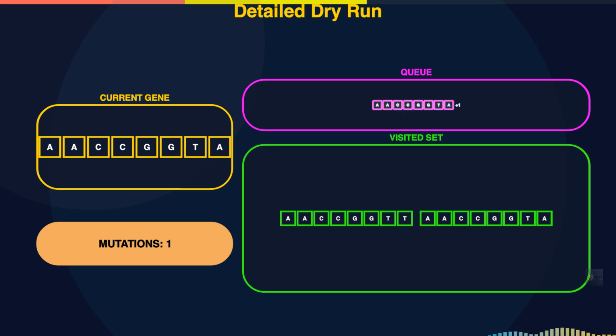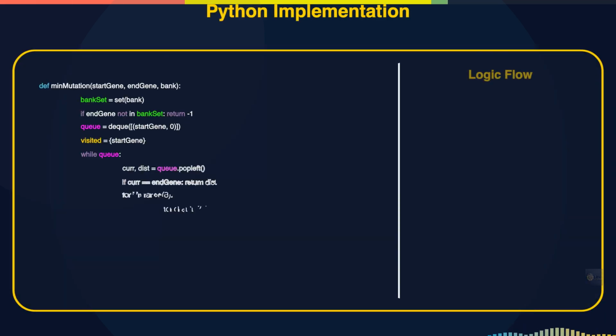Step 4, now we pull AACCGGTA from the queue. Again, we try all possible single character mutations. We find that changing the 3rd character from C to A gives us AACGGTA. Step 5, is AACGGTA in the bank? Yes. Is it our target? Yes. Since we reached the target using BFS, we know this path of length 2 is the shortest possible mutation sequence. Now, let's look at the Python implementation.